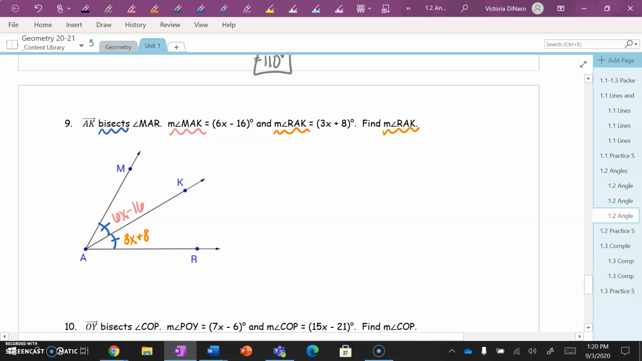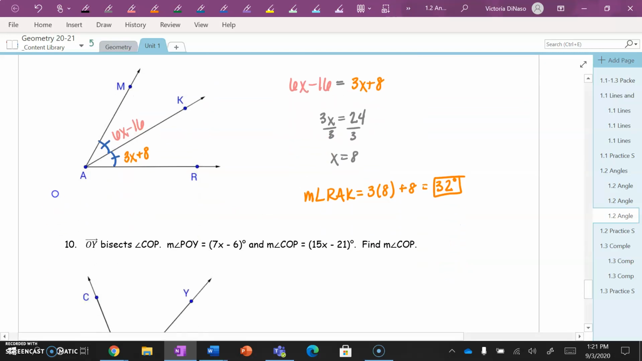So since I know that the word bisector means two equal parts, I'm going to use that word equal and set 6x minus 16 equal to 3x plus 8. Solve for x. Once you solve for x, you'll get that x equals 8. Finally, plug that in to find the measure of angle RAK. So we have 3 times 8 plus 8. So 24 plus 8 equals 32 degrees. Just to double check that you did the answer correct, you can plug the 8 into 6x minus 16, and you will also get 32. So that's just a check to make sure that you did it correct.